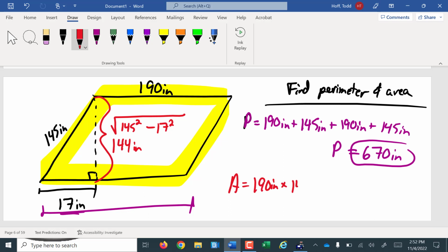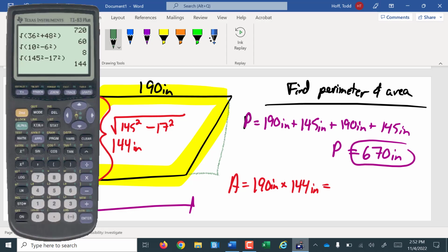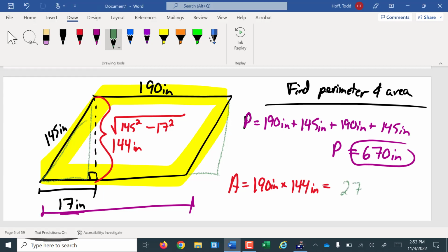190 times 144. Do we have to divide by 2? No, because that is the rectangle. That is the full rectangle. Remember, this part just gets cut off and put over here. So 190 times 144, it's that point in the day where I'm using the calculator for that. 27,360.